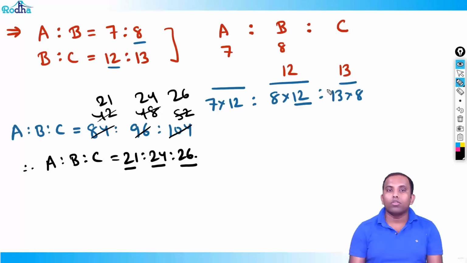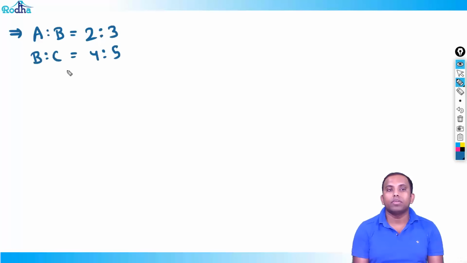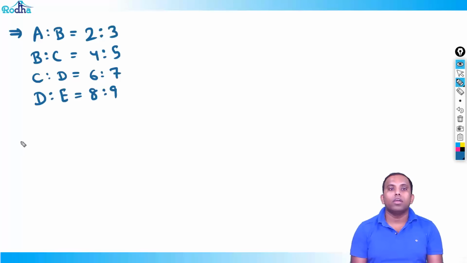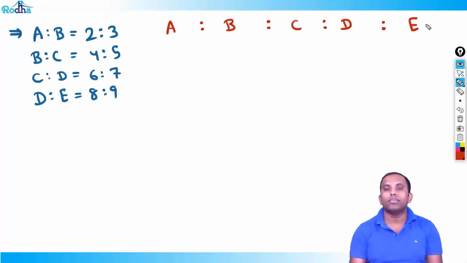Now see, on the same pattern, we can combine multiple ratios as well. For example, let's say A is to B is 2 is to 3, B is to C is 4 is to 5, C is to D is 6 is to 7, and take one more, D is to E is 8 is to 9. I need to combine them. What is the ratio of A is to B is to C is to D is to E?